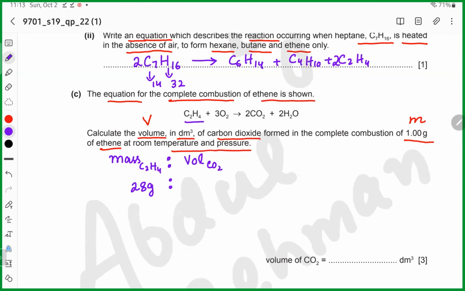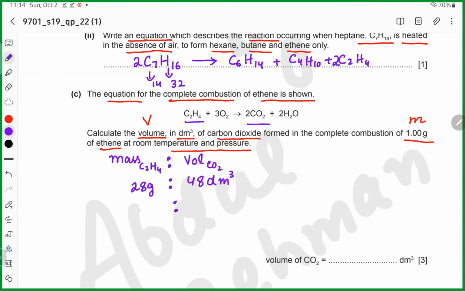How many moles of carbon dioxide are forming? 2 moles of carbon dioxide are forming, which means if there are 2 moles of carbon dioxide, then we know that 1 mole of a gas occupies 24 dm cube. So if there are 2 moles, then they must be occupying 48 dm cube. Is this understandable to everyone?